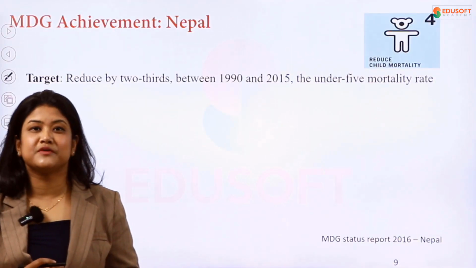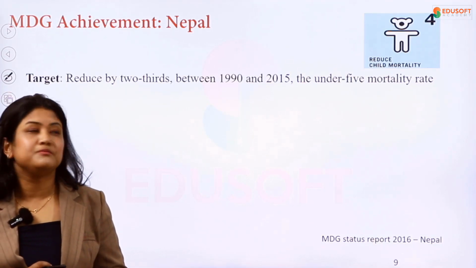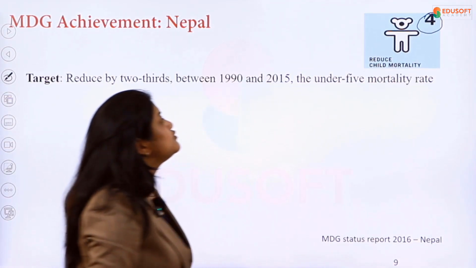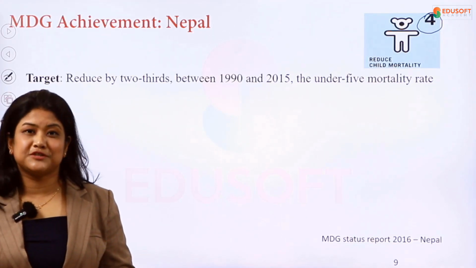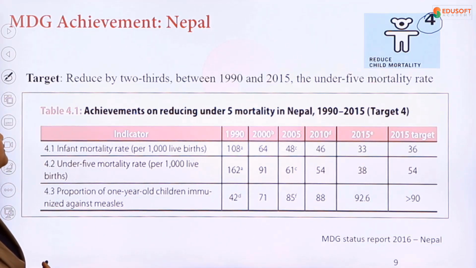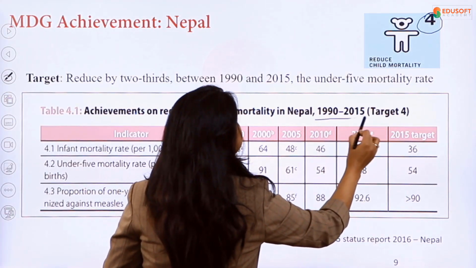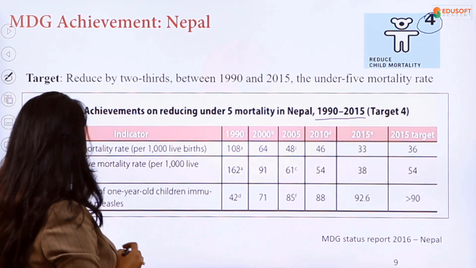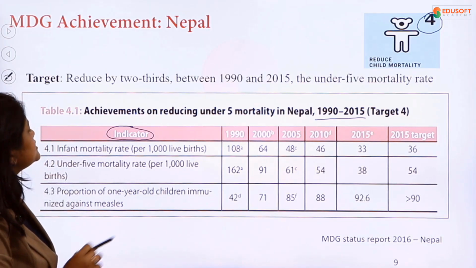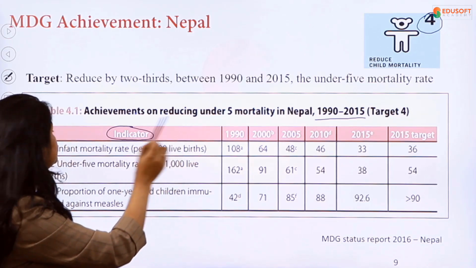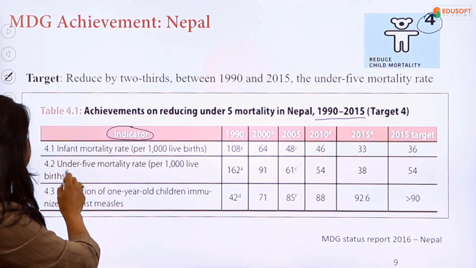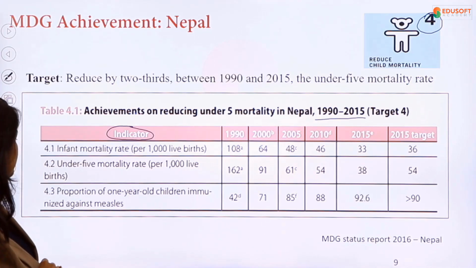So now coming to Millennium Development Goals again. The achievement that Nepal could make in terms of reducing child mortality, that is Millennium Development Goal 4. You can see in the slide the achievements on reducing under 5 mortality in Nepal from 1990 to 2015. These are the indicators I've listed here: 4.1, 4.2, and 4.3, that is infant mortality rate, under 5 mortality rate, and proportion of 1-year-old children immunized against measles.